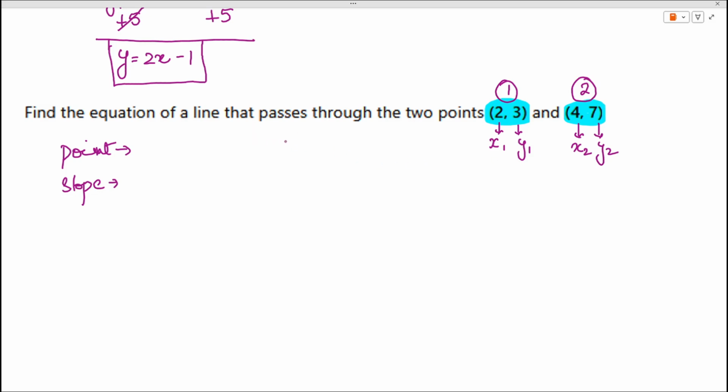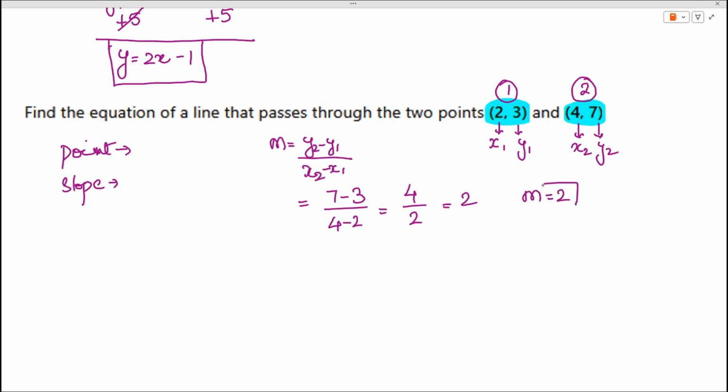Now, if we have to find the slope, slope is y2 minus y1 over x2 minus x1, which also can be written as 7 minus 3, by just substituting these four values into the slope formula, and then divided by 4 minus 2. So 7 minus 3 is 4, 4 minus 2 is 2, and 4 divided by 2, we get 2. So now we know that our slope is equal to 2.